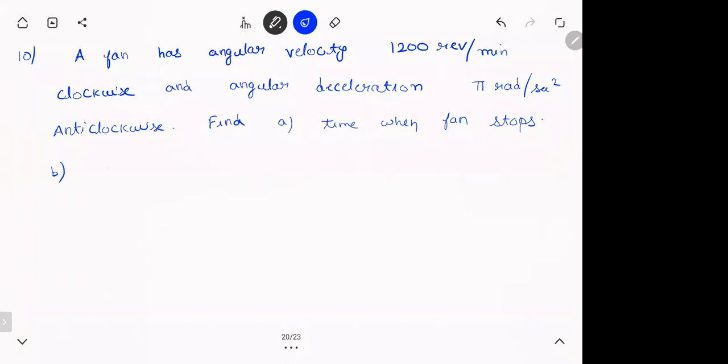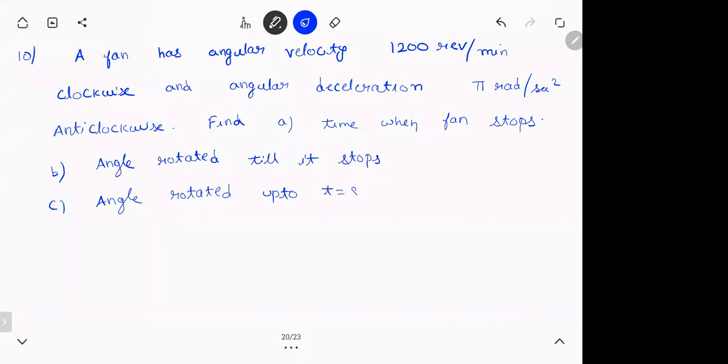So find the time when the fan stops. Second thing, angle rotated till it stops. Third, angle rotated for 80 seconds. Get this thing? So you have a fan rotating clockwise with 1200 revolutions per minute, angular deceleration pi radian per second square anti-clockwise. Find the time when the fan stops, angle rotated till it stops, angle rotated up to 80 seconds. 3 questions.